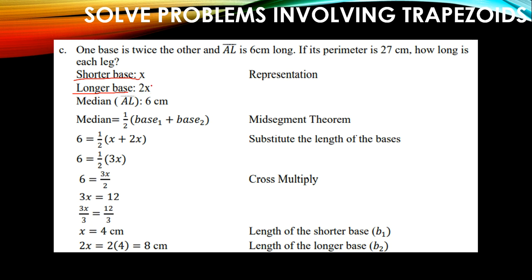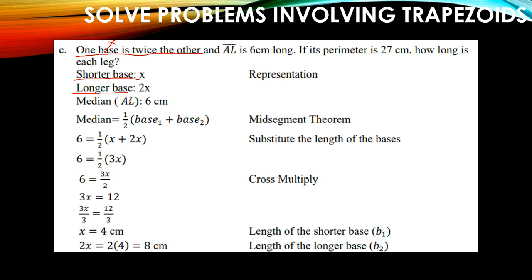So where does 2x come from? It comes from the statement that one base is twice the other. So x represents the shorter base, then the longer base is 2x, or one base is twice the other. That is the representation of the problem.